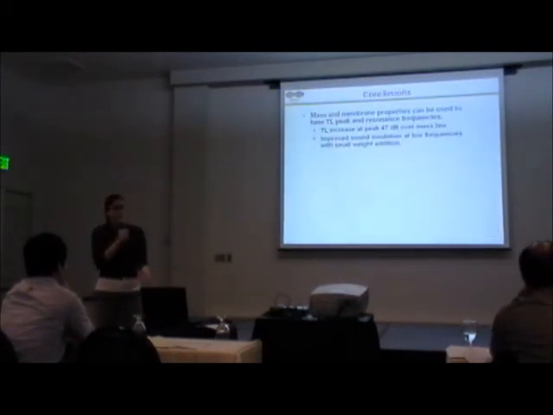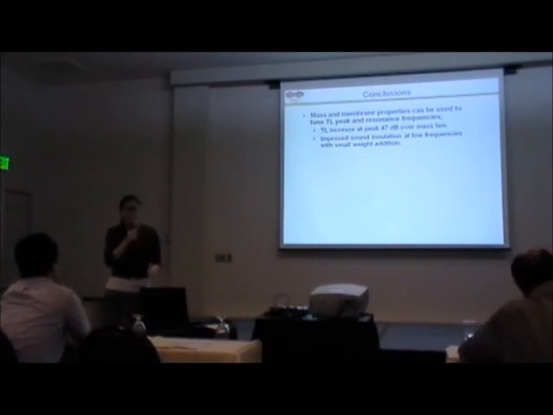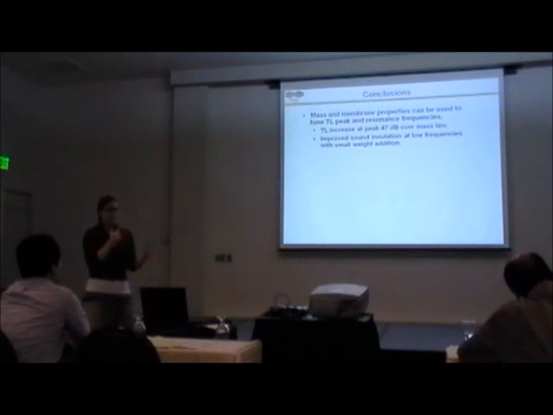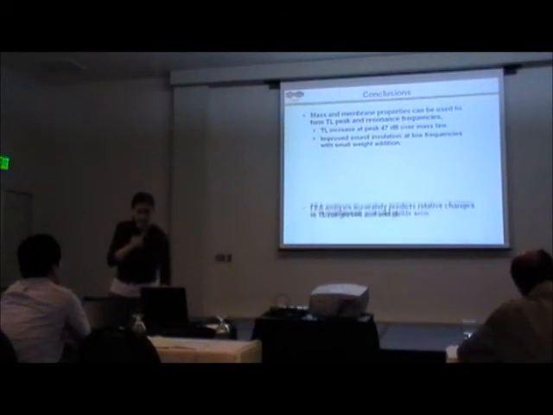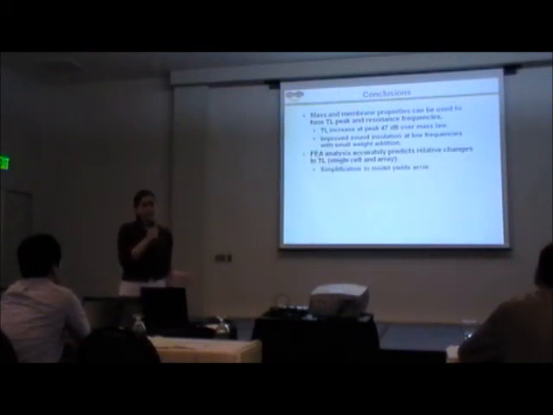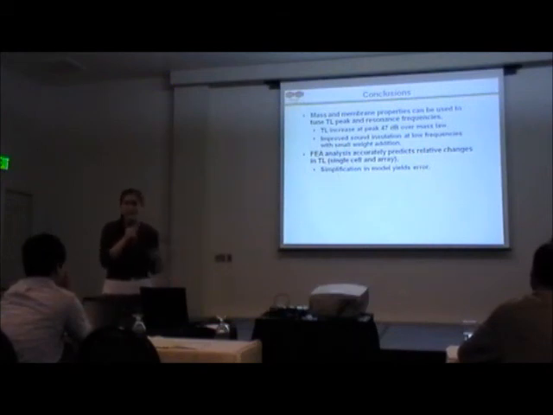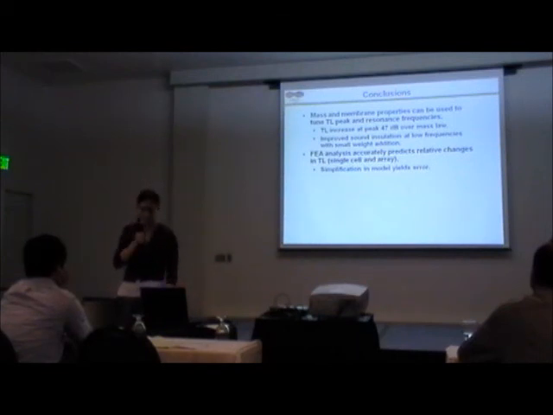In conclusion, we were able to determine that transmission loss can be increased by up to 47 decibels over the mass law, resulting in improved sound insulation at low frequencies with a small amount of weight addition. We were also able to create finite element analysis, which will accurately predict the relative changes in transmission loss for both a single cell and array of the structure. But ultimately, the simplifications in the model yield error between the two.